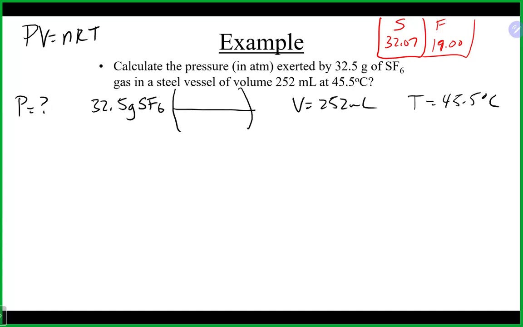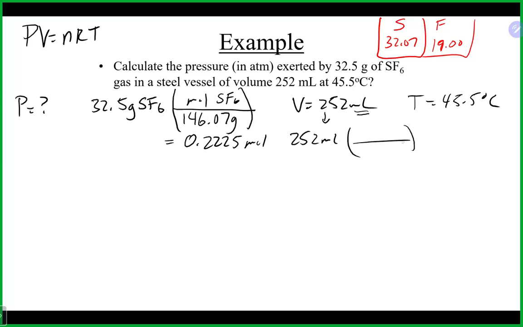We'll use the molar mass here of SF6 from the periodic table, which looks like 146.07 grams per mole. That's going to give us our moles: 32.5 divided by 146.07, we'll get 0.2225. Take a couple extra digits. We also need to make sure that our volume is in liters. Right now it's in milliliters. So 252 milliliters, with 1,000 milliliters in a liter, is going to get us 0.252 liters.